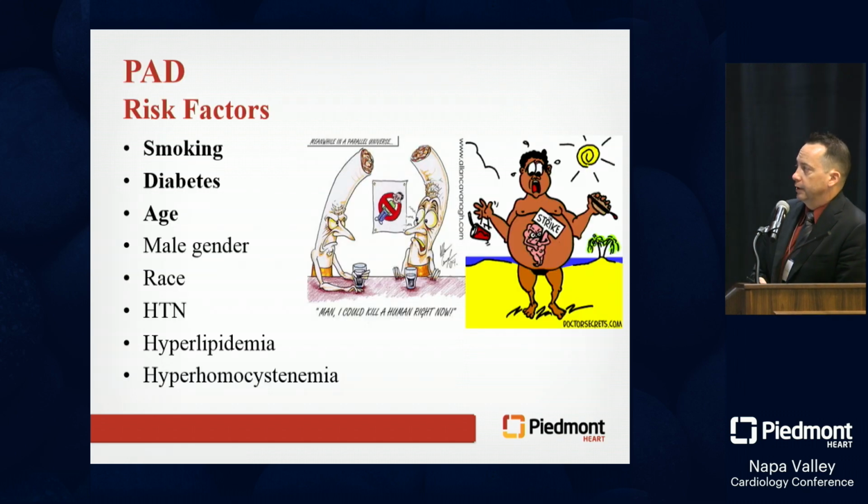In contrast to, or with very similar overlap to, coronary artery disease, the major risk factors for PAD are really smoking, diabetes, and age. And when you put those three together, you have your highest risk patient population for amputation.